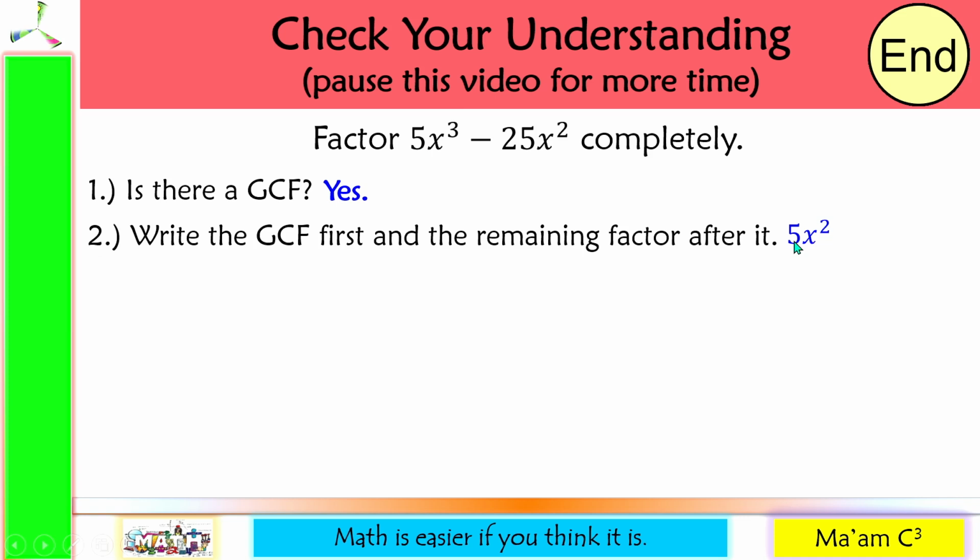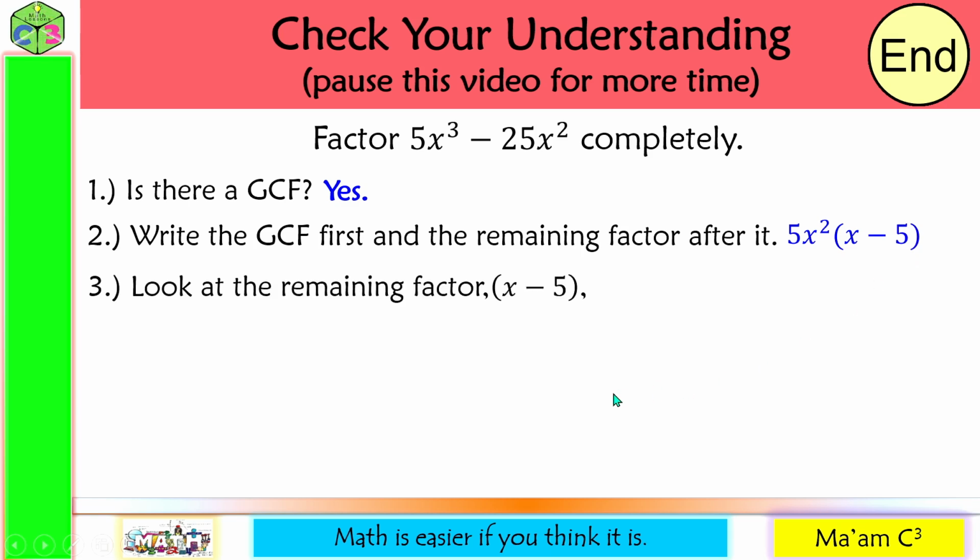Now let us determine the remaining factor. 5 divided by 5 is 1. We don't have to write it anymore. X cubed divided by x squared is x. For the next term, negative 25x squared divided by 5x squared, the x squared will cancel out, and negative 25 divided by 5 is negative 5. Here is now our GCF and the remaining factor.